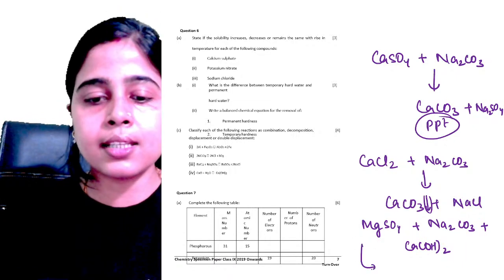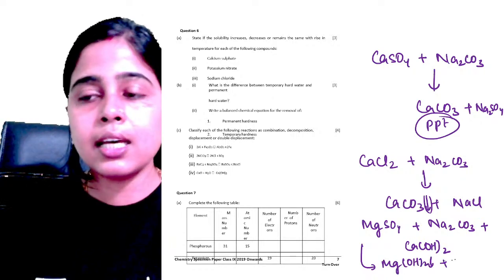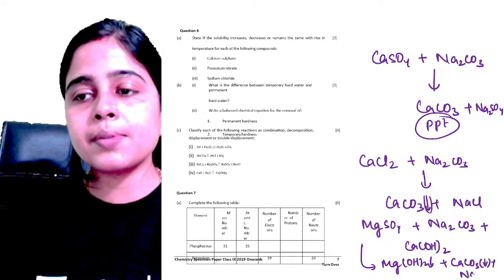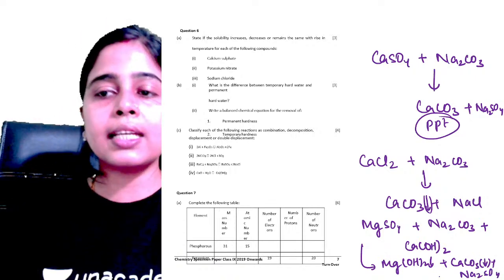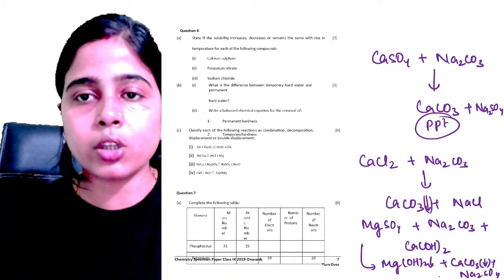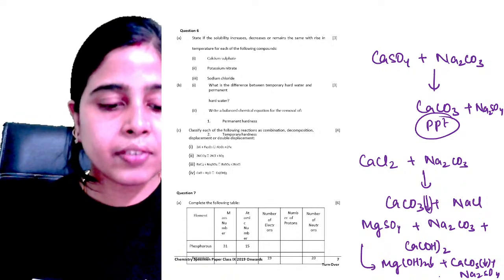Okay, so what happens in this case? Magnesium hydroxide is formed as a precipitate, calcium carbonate is formed as a precipitate, and sodium sulfate is formed. So you can easily remove this precipitate by filtration, and the water can be converted to soft water. Clear everyone?